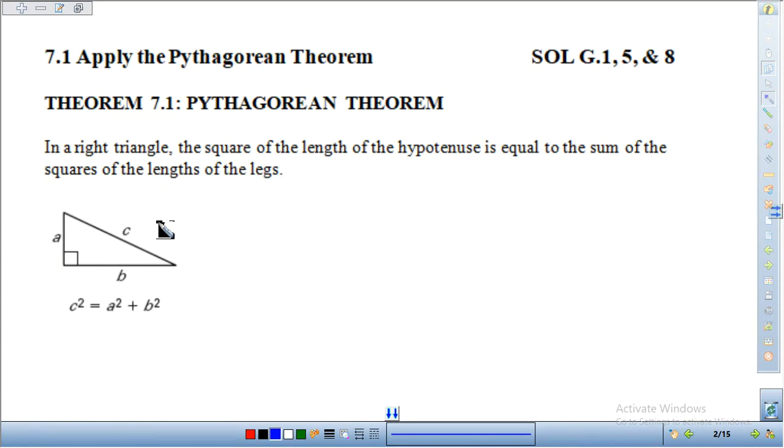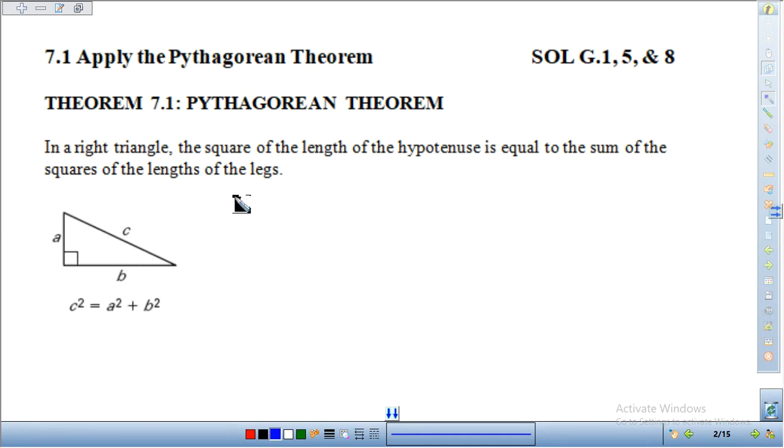So just some terminology to review here. The hypotenuse, remember, is the side that's opposite the right angle. In this case, you see it is labeled C, which is not touching the right angle. The two legs are the two sides that form the right angle, or meet at the right angle.